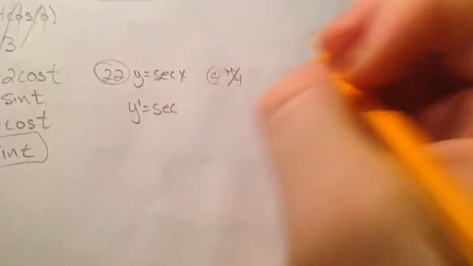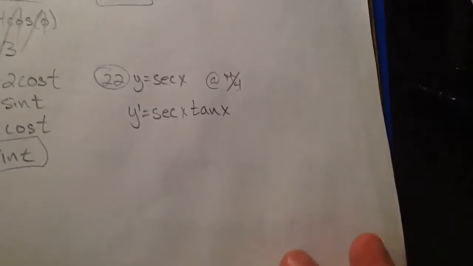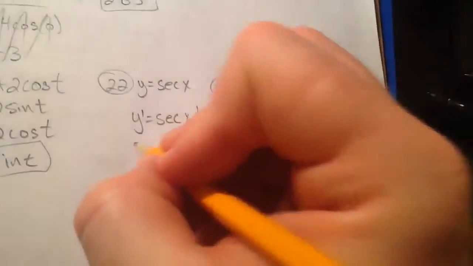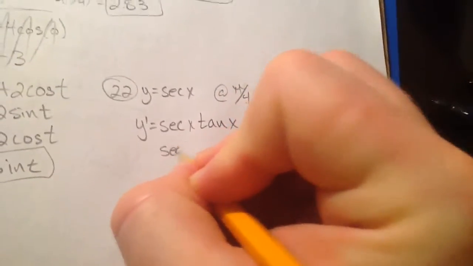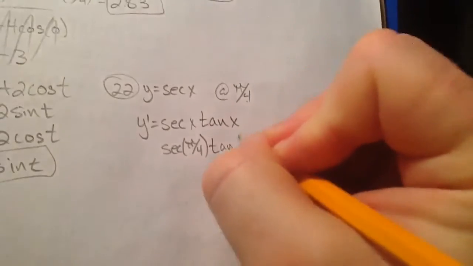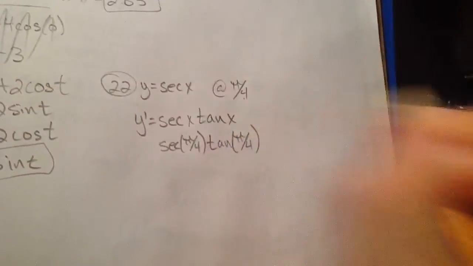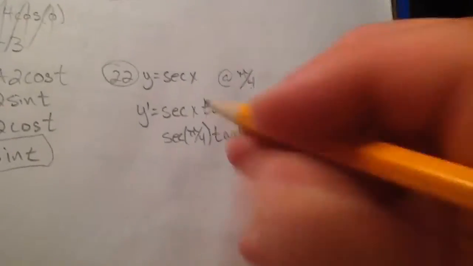So the derivative of secant will be secant of x tangent of x. So if you want your slope, plug in pi/4. So I got secant of pi/4 times the tangent of pi/4. And then you just got to plug that into your calculator.